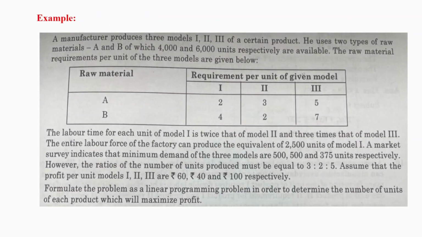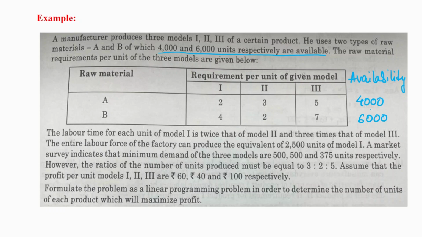Now let us talk about the next one, where a manufacturer produces 3 models 1, 2, 3 of a certain product. He uses 2 types of raw materials A and B, of which 4,000 and 6,000 units respectively are available. So the availability that is given to us in this table, we can add that for A the availability is 4,000 and for B it is 6,000.